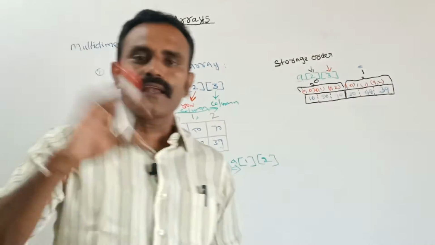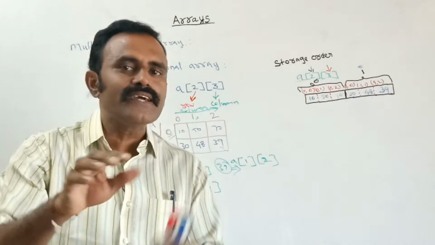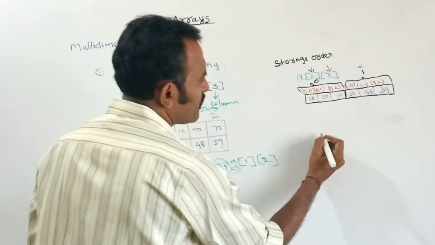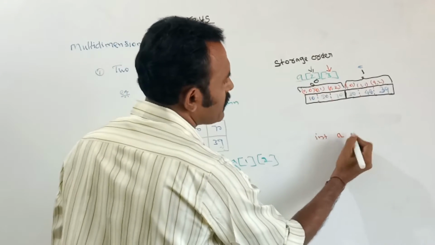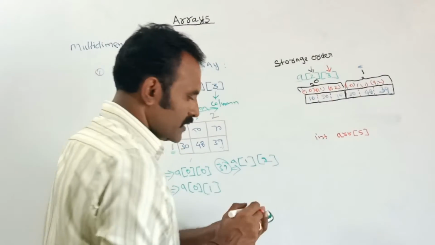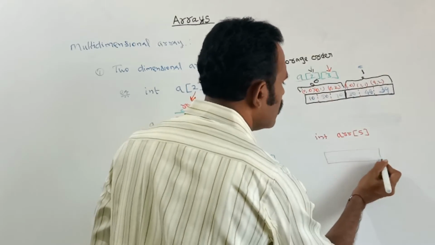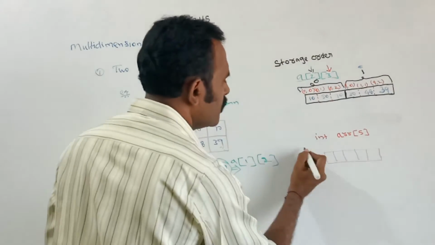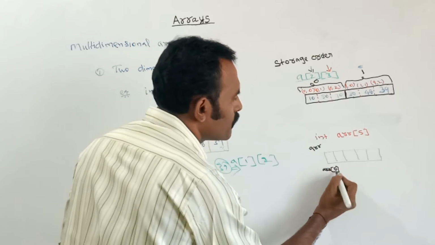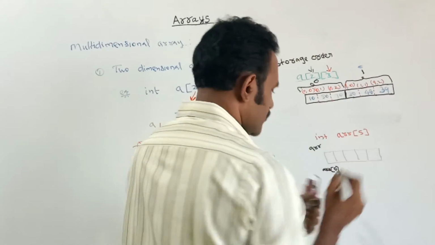See, previously, in the last class, we had seen the single dimensional array. In a single dimensional array, it contains only a single subscript value. For example, let us assume integer ARR of 5. That means the variable name is ARR, and each and every position has some value.